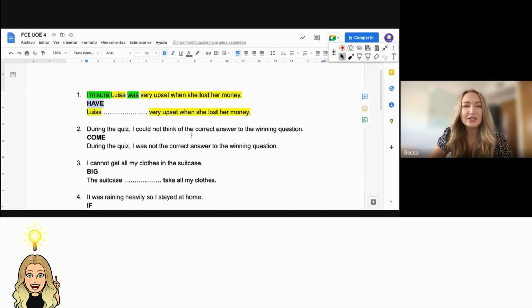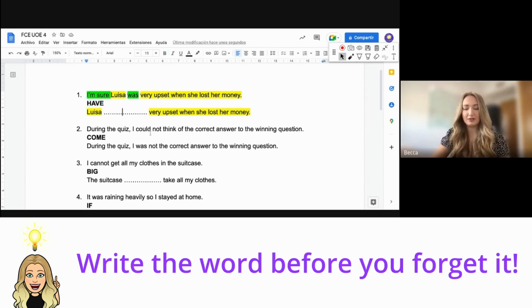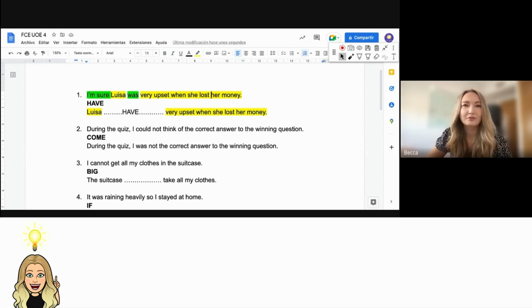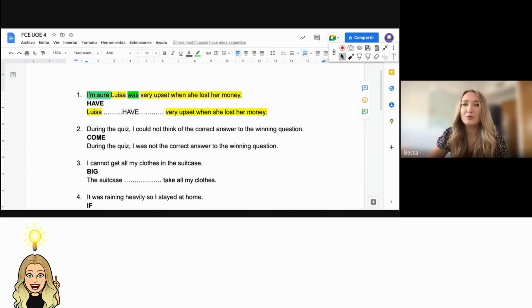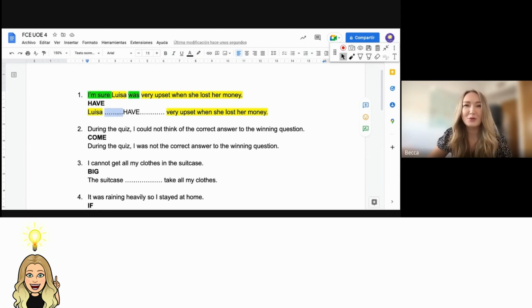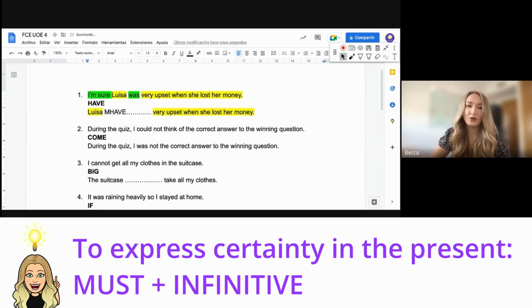So the word that we need to use is have. Okay, so let's start by writing the word have here so we don't forget to use it. So what they're looking for here is for you to express the phrase I'm sure. Okay, but this sentence starts with Luisa, and we cannot say has, right? Luisa has, because we cannot change the word. So a way that we can express I'm sure is by using a modal verb. Do you know it? We can use the modal verb must to say that we are sure about something, right?